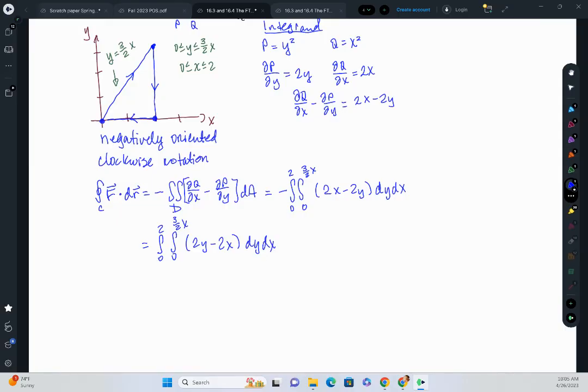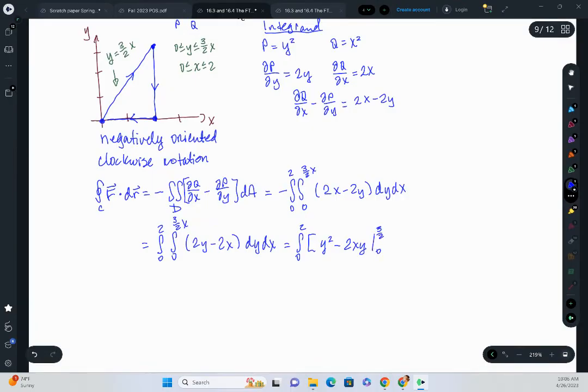It's done, okay? All right, so we're going to integrate with respect to y first. The outer integral stays there, 0 to 2. And when we integrate 2y with respect to y, we get y squared. When we integrate 2x with respect to y, we get minus 2xy. We are evaluating from 0 to 3/2 x. And then we've got a dx on there at the end.